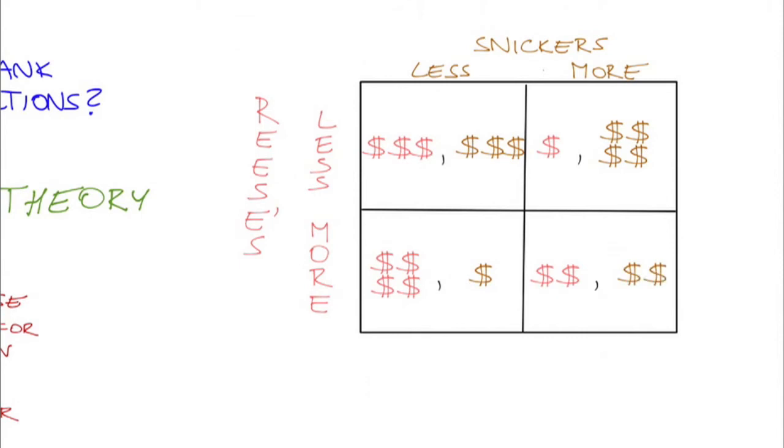So, each player's top preference is to advertise more while the other player advertises less. Each player's second-ranked combination would be for both of them to advertise less. The third best is for both to advertise more. And the worst outcome for a player is to advertise less while the other player advertises more.